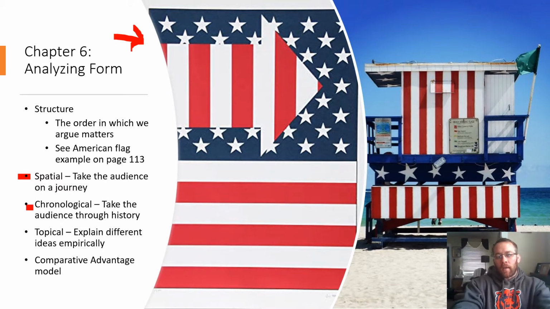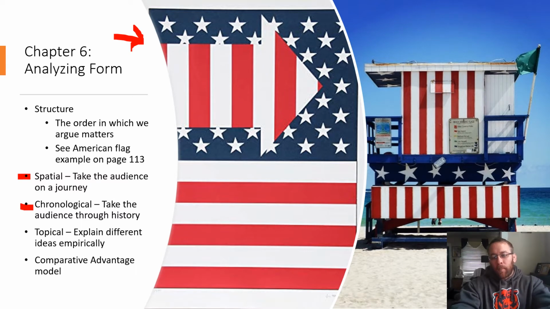Chronological order is when you take the audience through a historical narrative based on the timeline. Obviously, there are relevant examples in movies and books where they start with the ending and then do a big flashback for the rest of the book. So it just depends on what point you're trying to make.